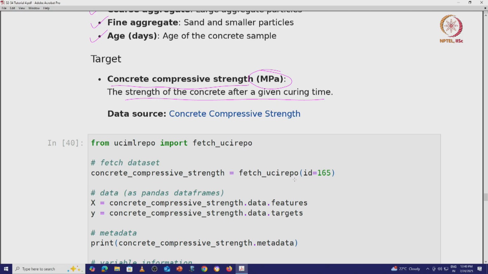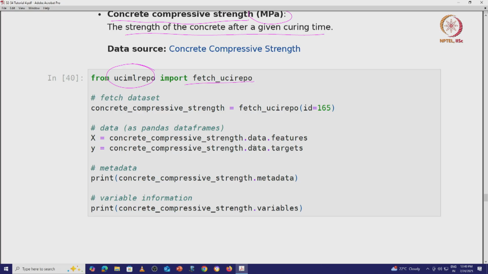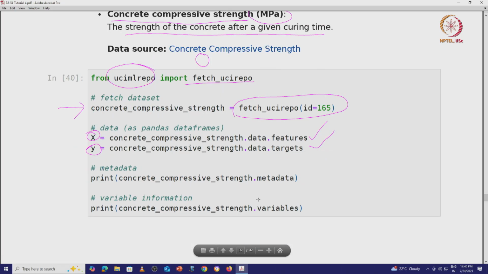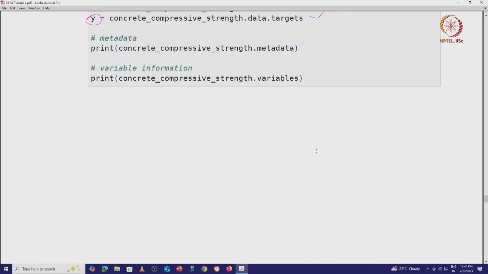So from the UCI ML repo library I am importing fetch UCI repo, and then I am using the fetch UCI repo command with this 165th ID, like you saw in this link, that is the 165th data set that we are looking at. Okay, so once you have fetched the data set, you can get the features here as the X data matrix, and then you can get the targets in the Y vector, and you can then print whatever is there in the metadata, and then you can also print the variable information through these commands. So what happens when you do that?